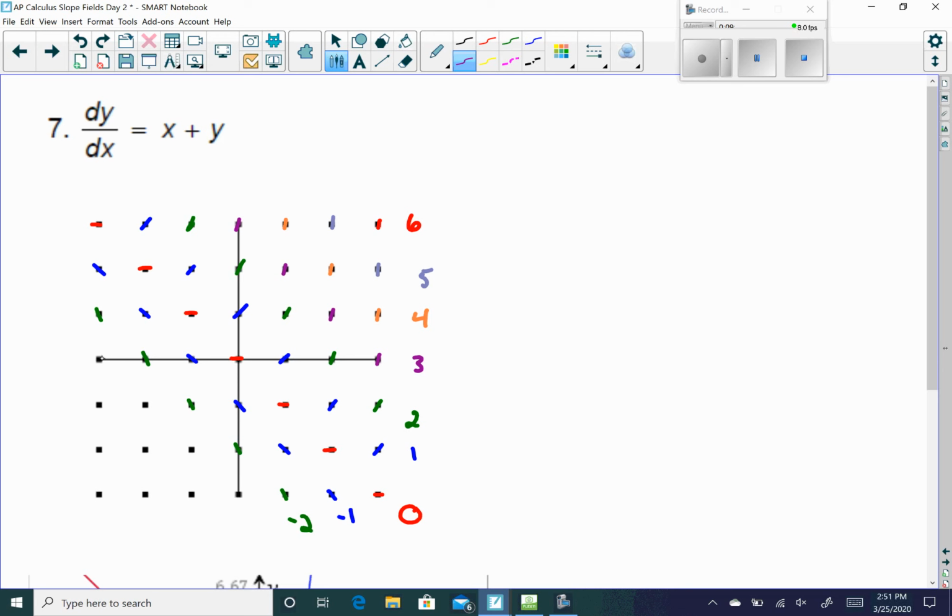Continuing here at -3, 0, a slope of -3, kind of lining it up with this point. Likewise here at -2, -1, a slope of -3, -1, -2, a slope of -3, and 0, -3, a slope of -3.